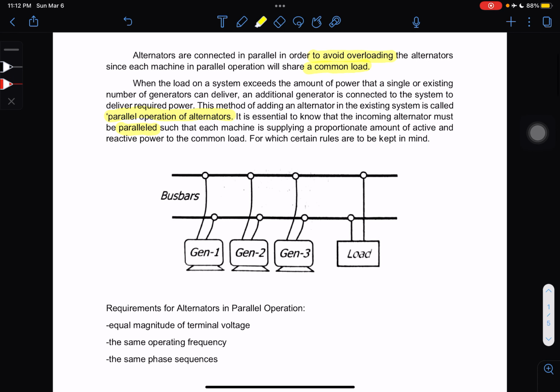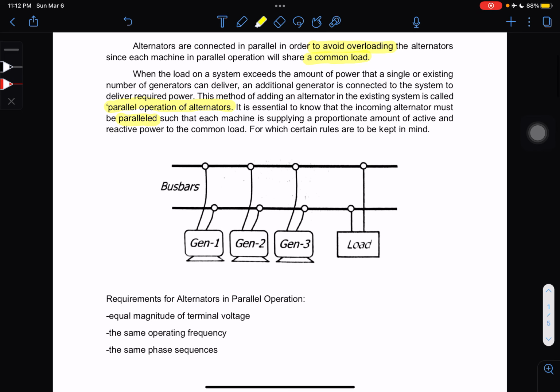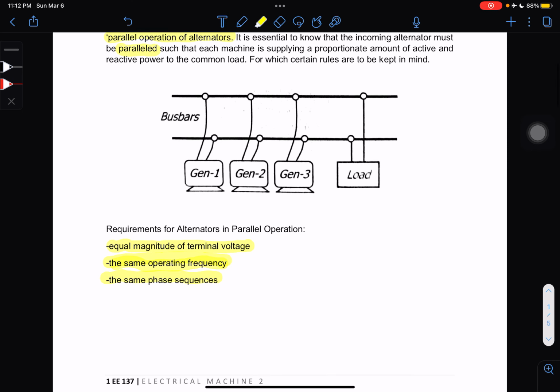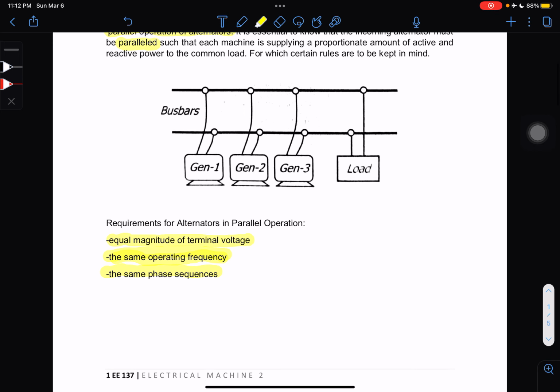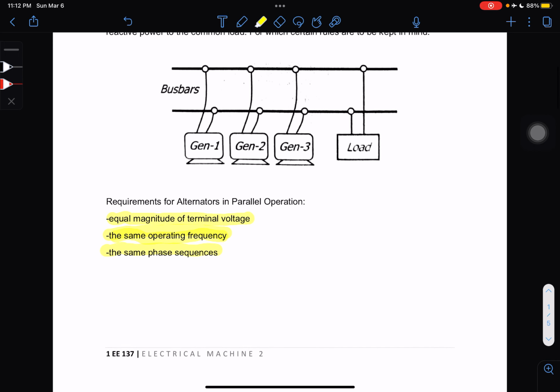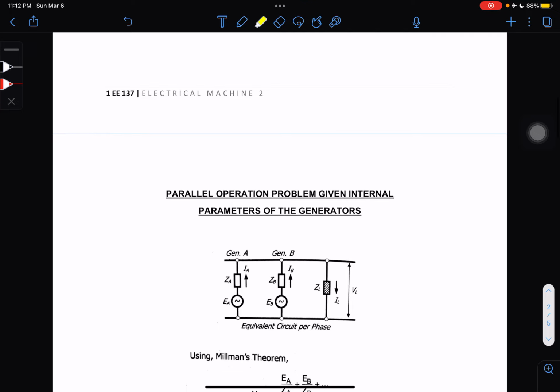So, to requirements for alternator in parallel operation, dapat equal magnitude of terminal voltage. And second is, the same ang iyahang operating frequency. So, dapat same di ay ang frequency. And lastly, the same phase sequences. So, mao na ato ang requirements for alternators in parallel operation.